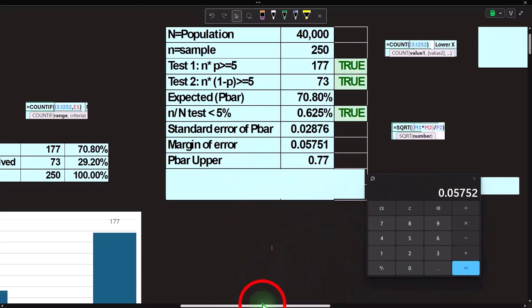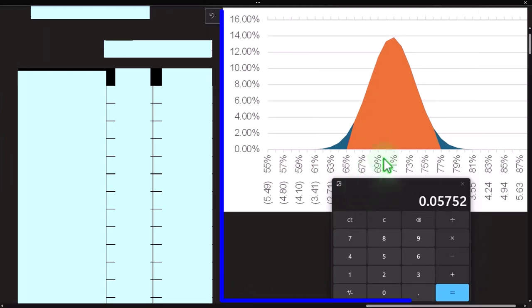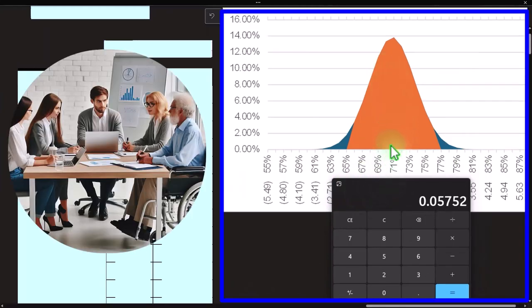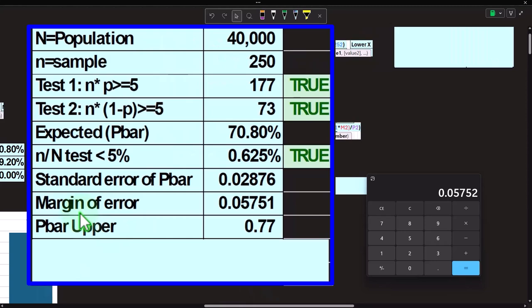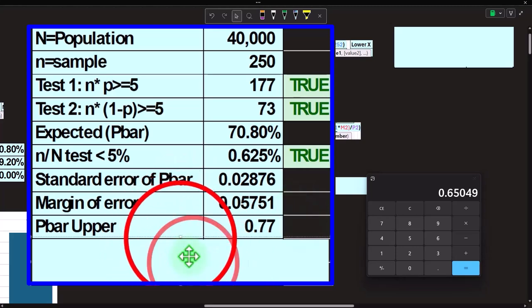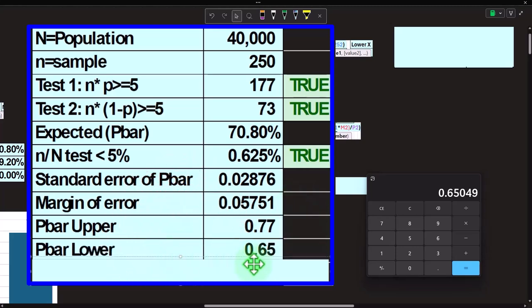So now we're imagining here, if we look at our graph, we've got the middle part, and now we're making a range around it using our margin of error calculation, which represents two standard deviations away. If I take the middle point, which I'll represent as a decimal, 0.7080, minus the margin of error, 0.05751, that gives us the lower bit, which is 0.65.